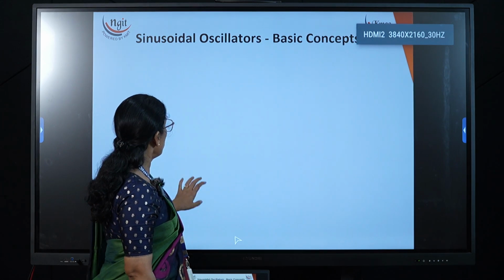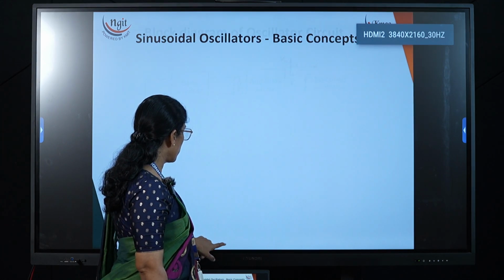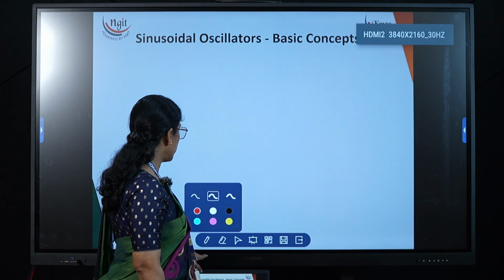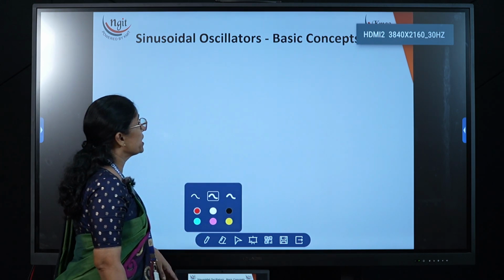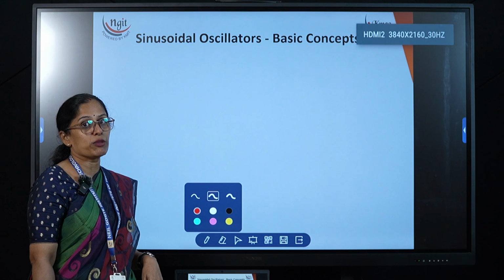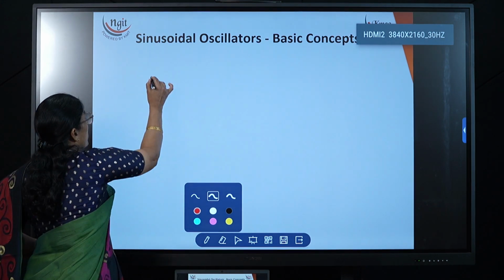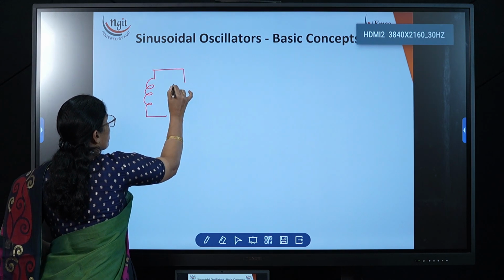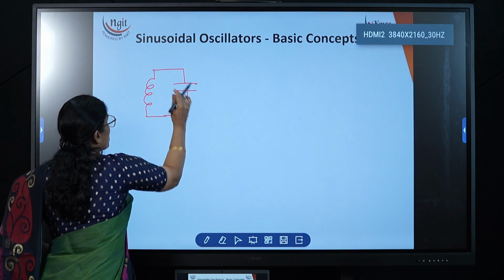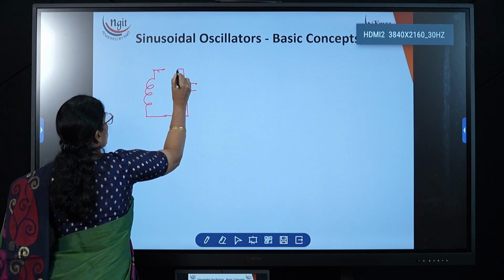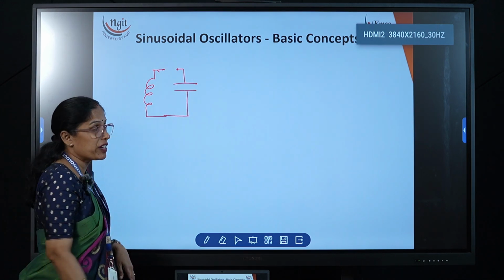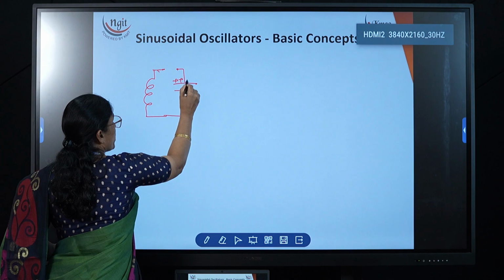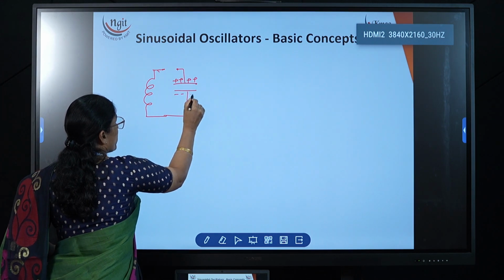Now here we will see how the sinusoidal waveform is set up in an LC circuit. If I take the tank circuit, how does the LC circuit set up the oscillation? We will see now. Here I am taking one inductor in parallel with one capacitor. Initially the capacitor is charged to the maximum by using an external battery. So now it sets up the voltage like this, positive at the top and negative at the bottom.